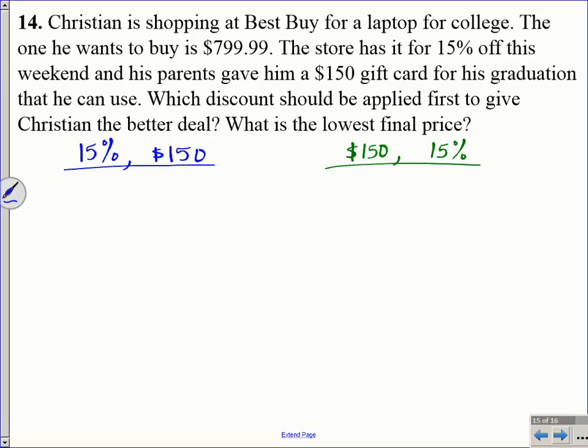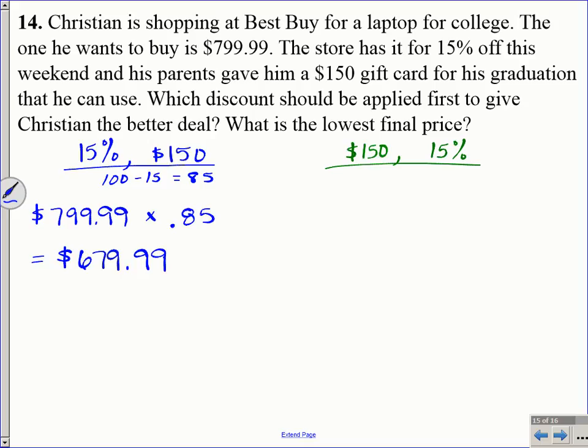So, if we want to start by taking 15% off first, we have our total, $799.99. Instead of multiplying it by 15%, because that's what we're taking off, I'm going to multiply it by what we're actually paying for. So out of 100%, if you take off 15, that means you're paying for 85% of the product. So I'm going to multiply it by 0.85, because that's 85%. $799.99 times 0.85 brings the price down to $679.99.